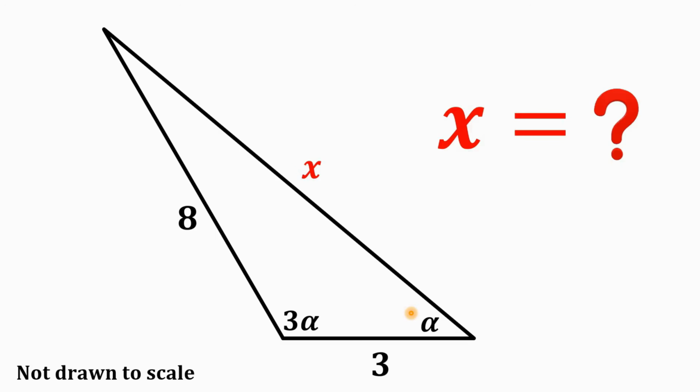Can you solve this geometry challenge? Here's the question. Given this triangle, and take note this figure is not drawn to scale, let this angle be equal to alpha, this angle be equal to 3 times alpha.